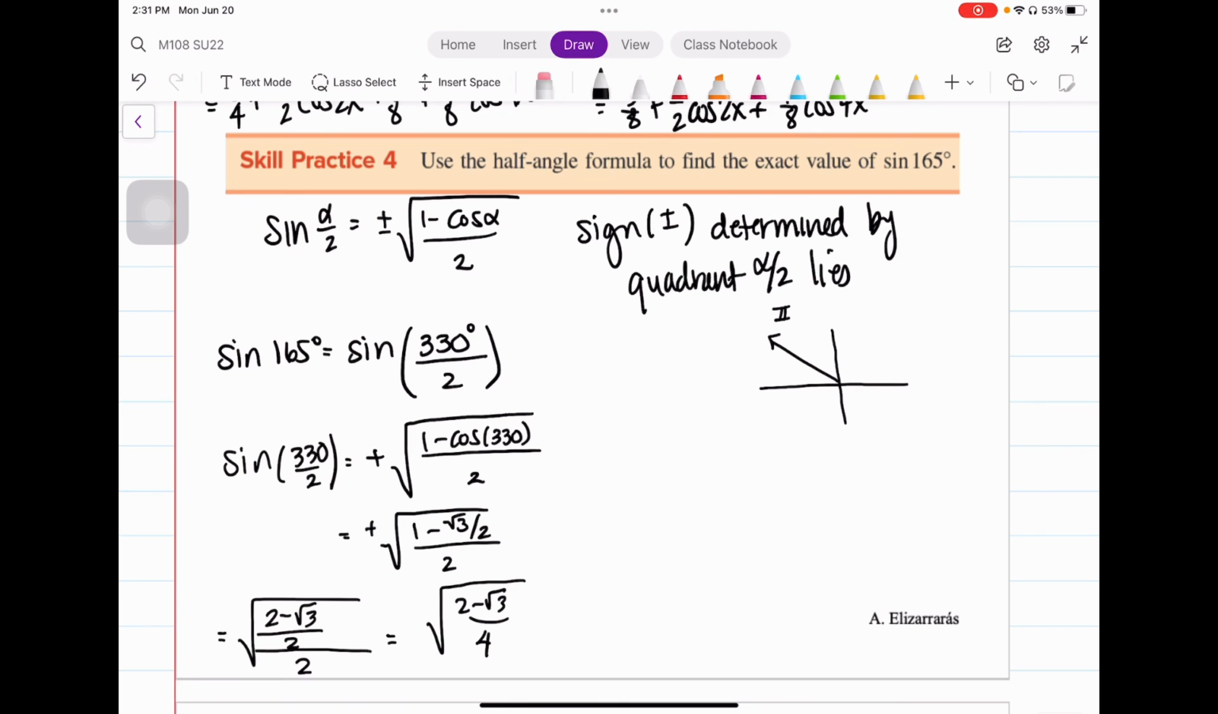That's actually the same thing as the square root of 2 minus root 3 over 4, multiplying by 1/2 instead of dividing by 2. That is the same thing as the square root of 2 minus root 3 over 2, splitting the numerator and the denominator because the square root of 4 is 2.